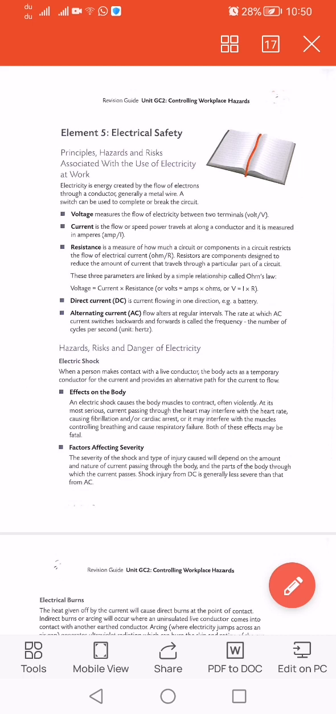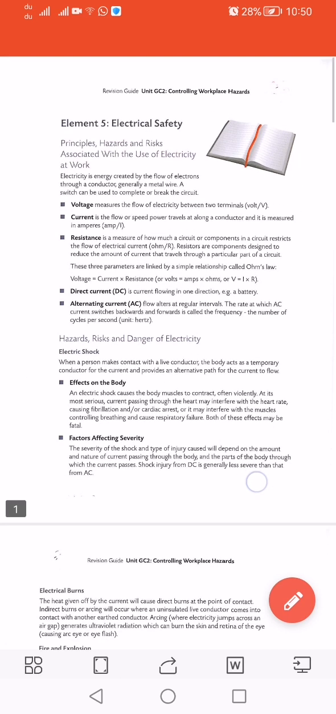I'm going to talk about NEBOSH Element 5, electrical safety. I'm going to explain more about electrical safety. That is the principle, the hazard, and the risks associated with the use of electricity at work, or not even at work, at home also. So we are going to look at the principle, the hazard, and the risks associated with the use of electricity at work or home, right? For example, let me proceed further.